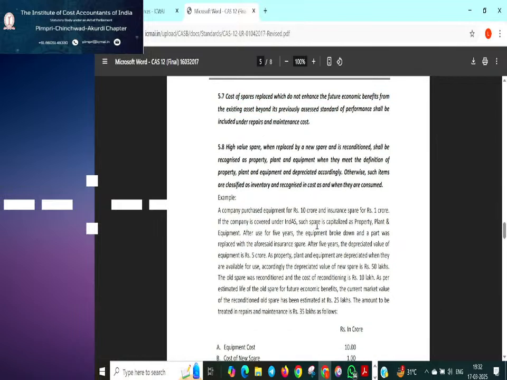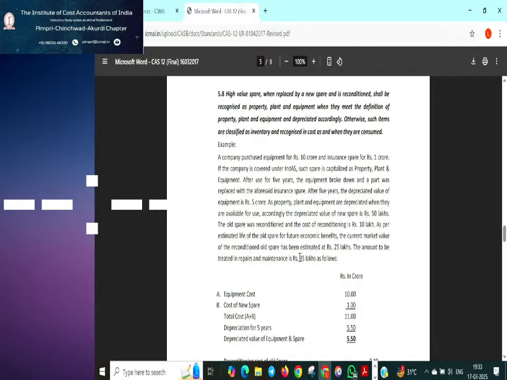Then coming to high value spare. While we look at the spare value, that will also have an impact, so we usually include it in the cost. A high value spare, when replaced by a new spare and reconditioned, shall be recognized as part of PPE. What they will do is add it to the property, plant and equipment and depreciate it. So this is how it happens.